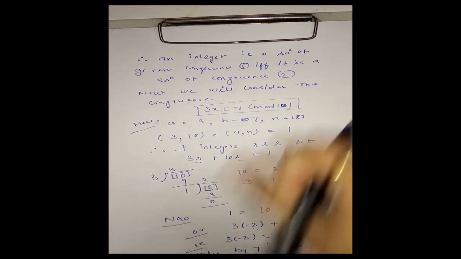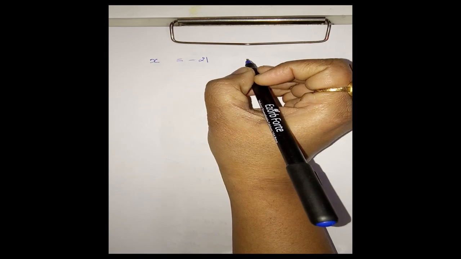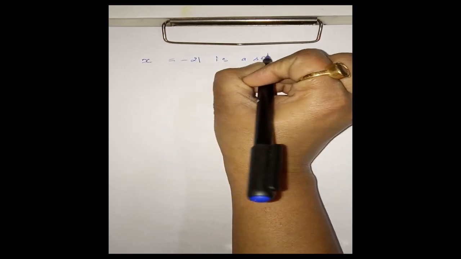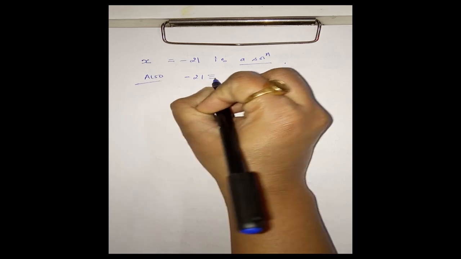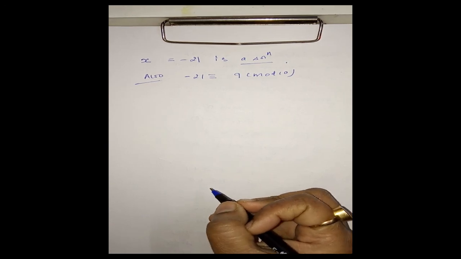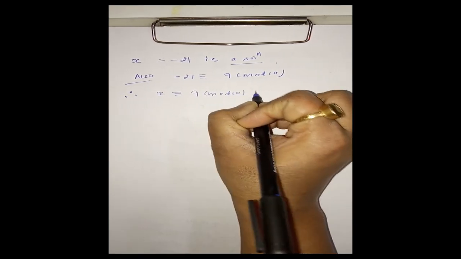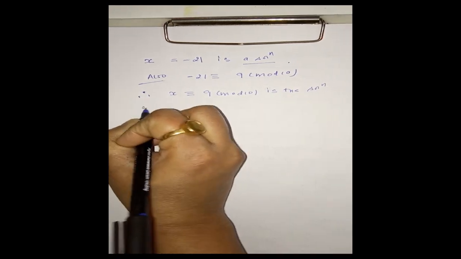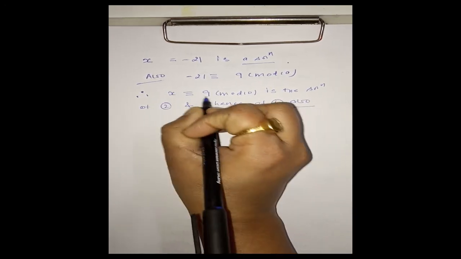We can write that x is equal to minus 21 is a solution. Also, minus 21 is congruent to 9 modulo 10, since 10 divides minus 21 minus 9, that is minus 30. Therefore, x congruent to 9 modulo 10 is the solution of 2 and hence of 1 also. Now, this is the unique solution modulo 10.